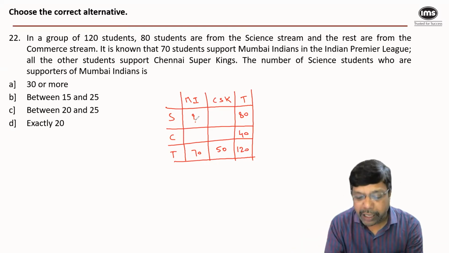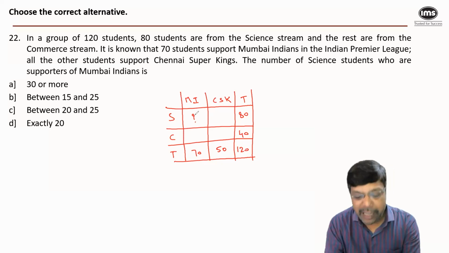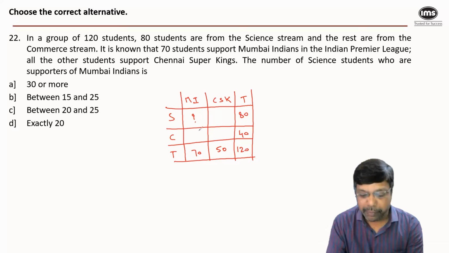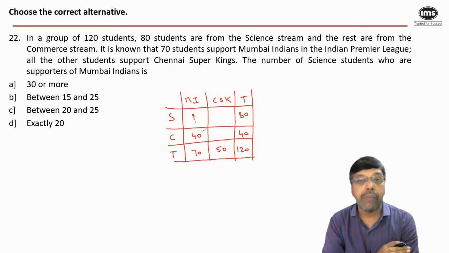Now, if I want the number of science students supporting Mumbai Indians to be minimum, then the number of commerce students supporting Mumbai Indians must be maximum. So I can say all 40 students from commerce support Mumbai Indians.